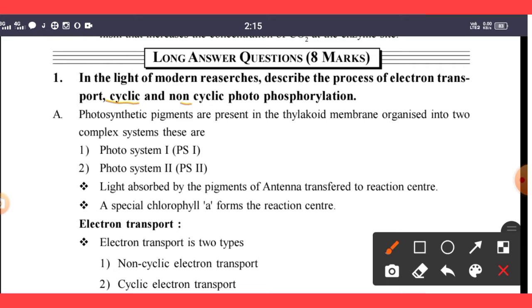cyclic and non-cyclic photophosphorylation. Cyclic and non-cyclic photophosphorylation.